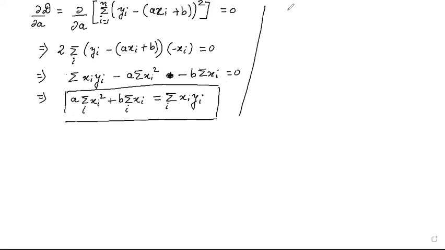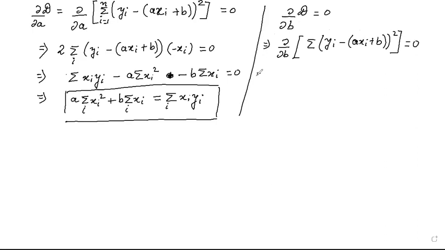Now next, if we differentiate with respect to b and equate it to 0, what happens? Del b of the summation of (yi minus (a xi plus b)) whole square equals 0. Differentiating with respect to b, we get 2 times the summation over i of (yi minus (a xi plus b)) with a negative sign, equated to 0. So the 2 and the negative sign will go off.